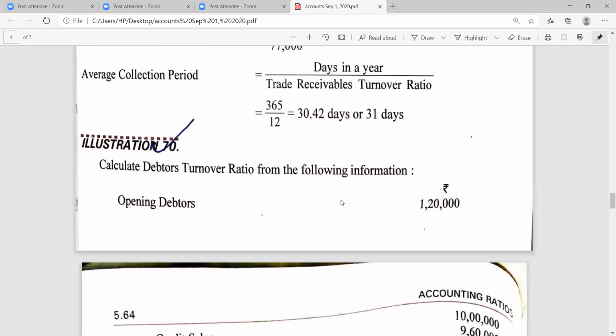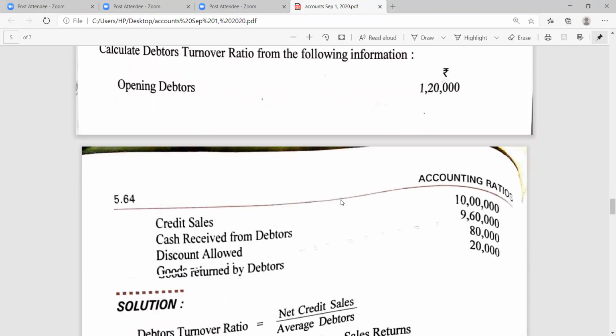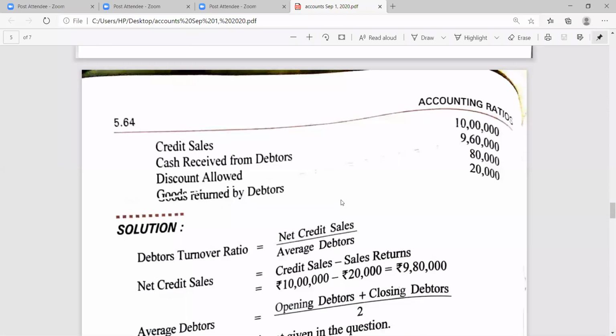Opening debtors are there. Credit sales are there. Cash received from debtors, discount allowed, goods returned by debtors. All these are given to you. How will you calculate it? First of all, we will write the formula, beta. Which formula will we write in this question?